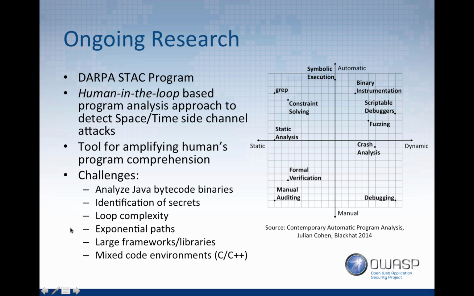Okay, and so the challenges for this particular program are we are analyzing Java bytecode, so these are binaries. We don't have the source code to them. Although analyzing Java bytecode is a bit easier than analyzing compiled C code, because you get a little more back with Java, it's still pretty tough. We don't know what the secrets are, so we have to figure out what the secrets are.